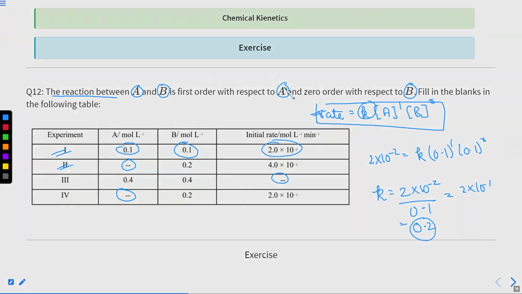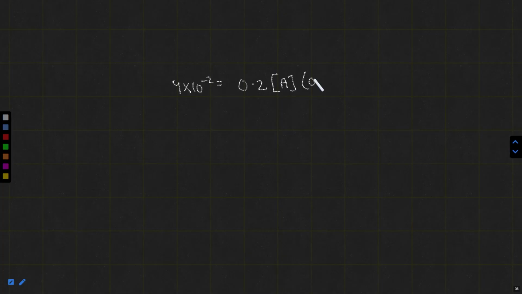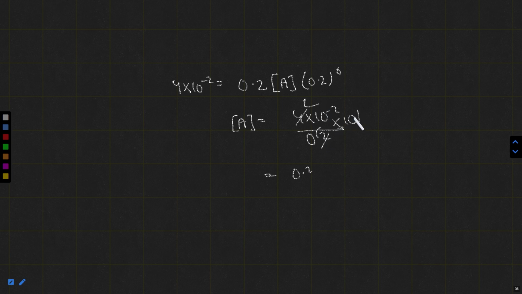Concentration of A is not given, we have to find it out. Concentration of B is 0.2, so it will be raised to the power 0, that would give you 1. Now if I write A concentration, then it would be 4 into 10 to the power minus 2 by 0.2. That would give us 0.2 again, because this will be 10 to the power 1, 2 2s are 4, that will be 0.2. Concentration of A will be 0.2 mole per liter.